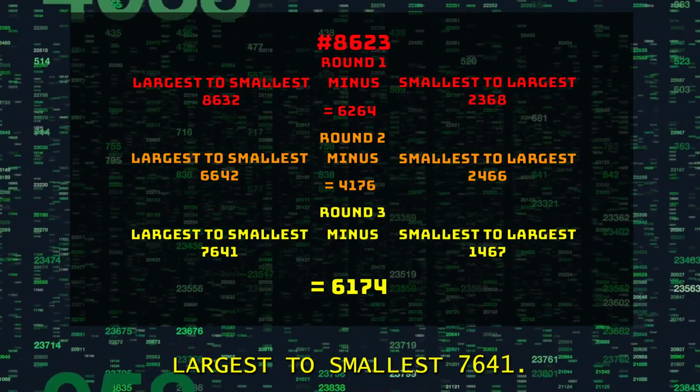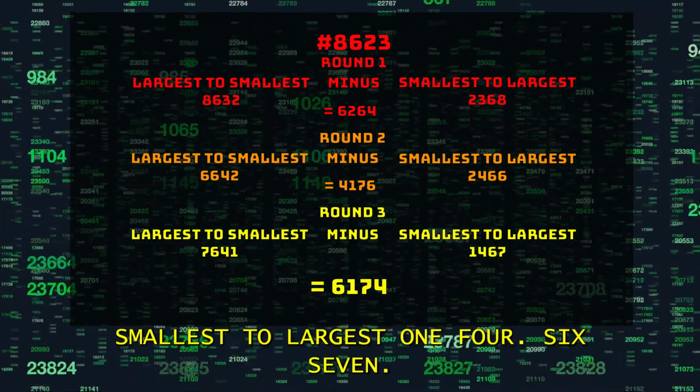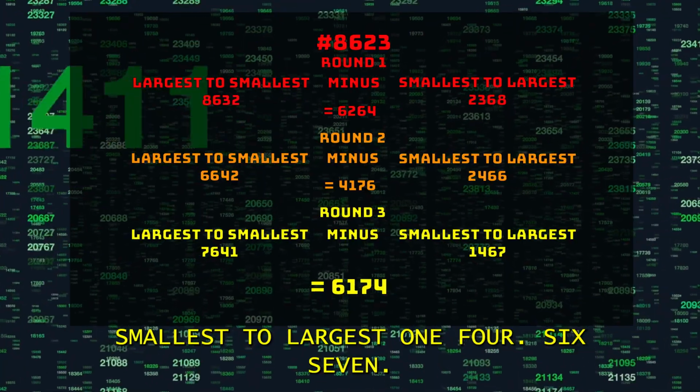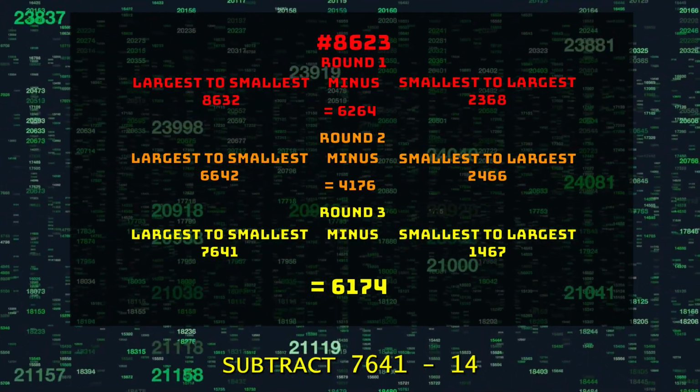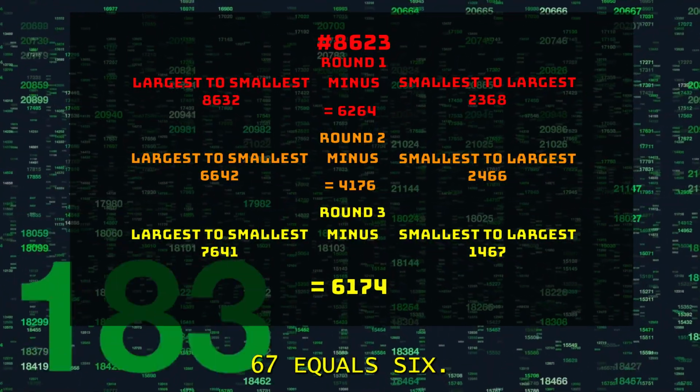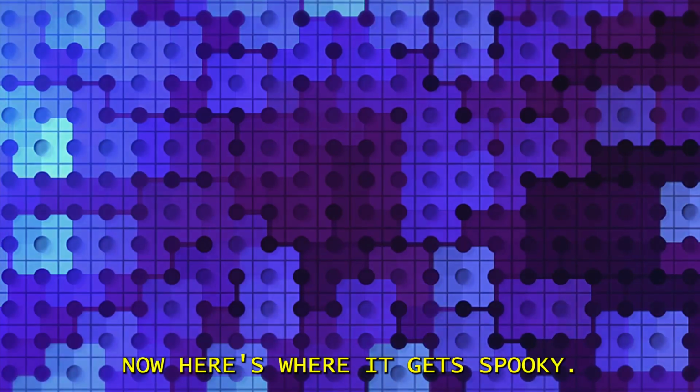Round 3, largest to smallest, 7, 6, 4, 1. Smallest to largest, 1, 4, 6, 7. Subtract: 7641 minus 1467 equals 6174. 6174. Remember that number. Now here's where it gets spooky.